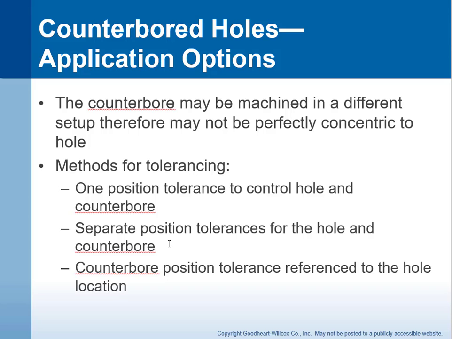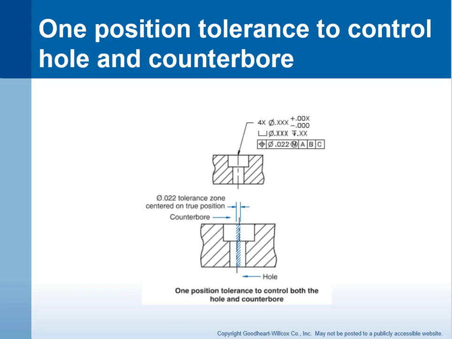Two is we have separate position tolerances for the hole and the counterbore. And thirdly, we could have a counterbore position tolerance referenced back to the hole location. And I'm going to show you each one of these three. First of all, let's do the one position tolerance to control the hole and the counterbore.